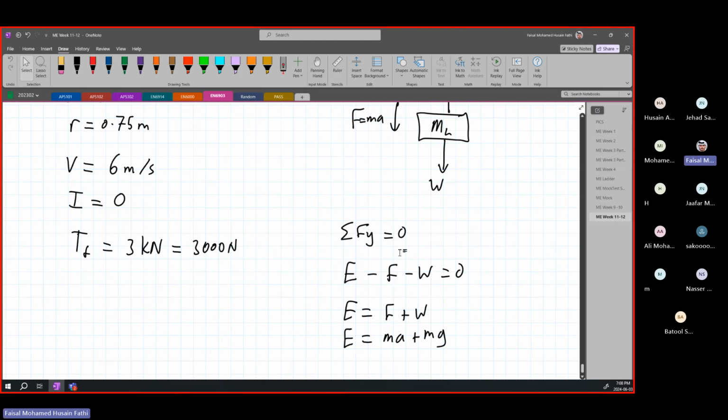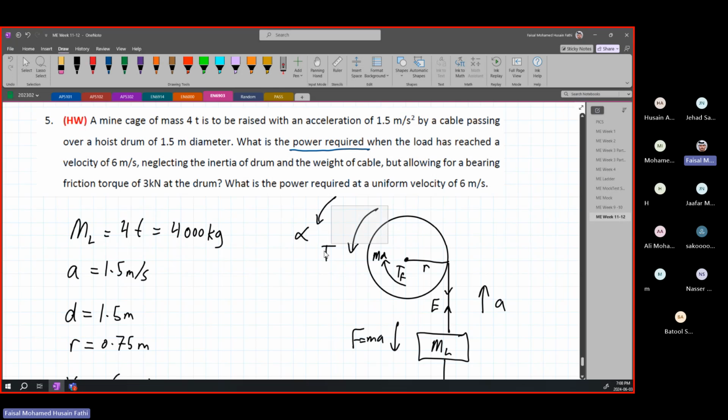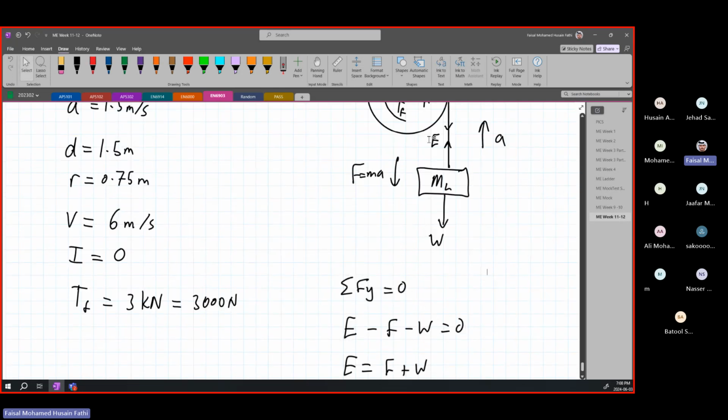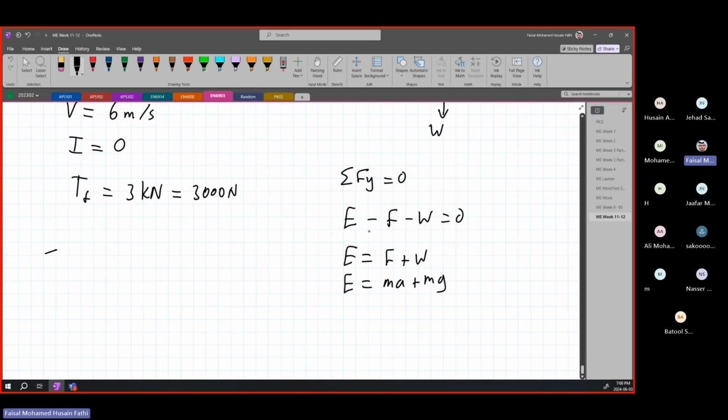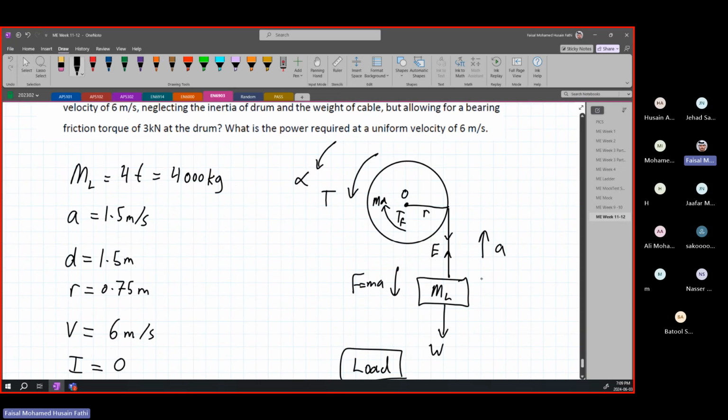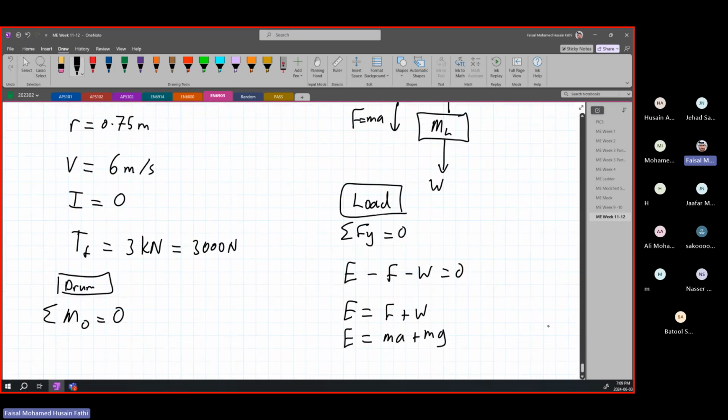Now what we need to find is our torque. So we have found our equation for E. Now we are going to do sigma moment. This is for the load. Now this is for the drum. Sigma moment at point O equals 0, like we did last time. Let's call this point O. Let's take clockwise as positive.